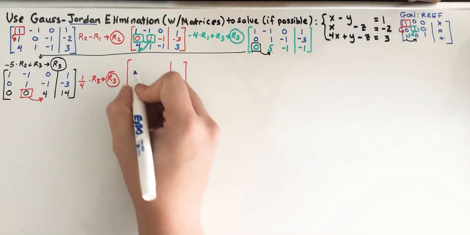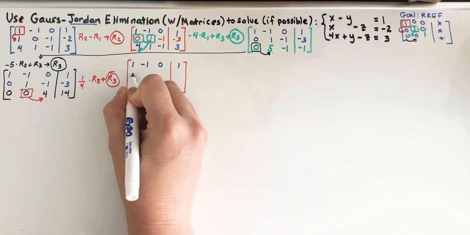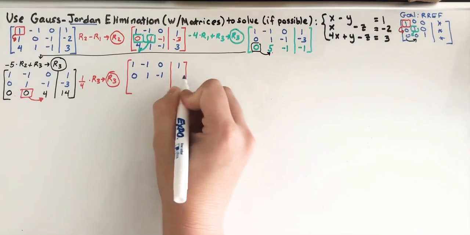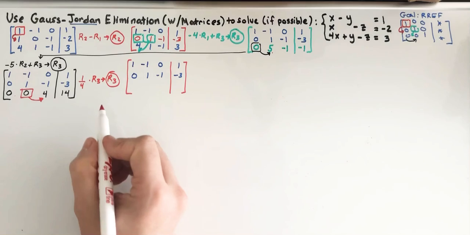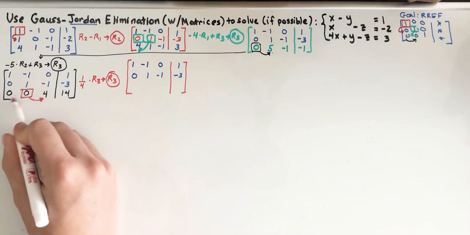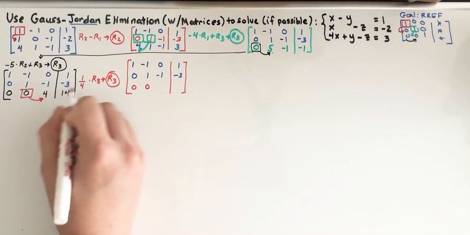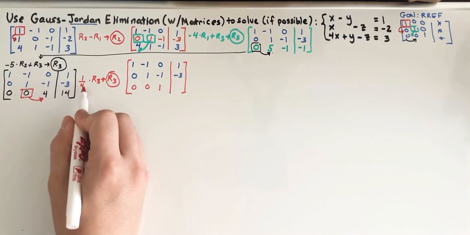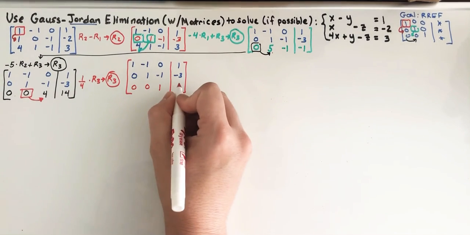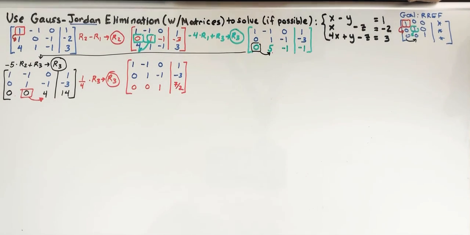Copying and pasting rows 1 and 2, we have 1, -1, 0, and 1 for row 1. We have 0, 1, -1, -3 for row 2. And the new row 3, after multiplying by 4's reciprocal, which is 1/4, we get 0, 0, because multiplying anything by 0 stays the same. 1/4 times 4 is 1, because 4 over 4 is 1. 14 over 4, that reduces, doesn't it? They're both divisible by 2, the numerator and the denominator. So 7/2 if you like fractions, or you could say 3.5 if you prefer decimals.